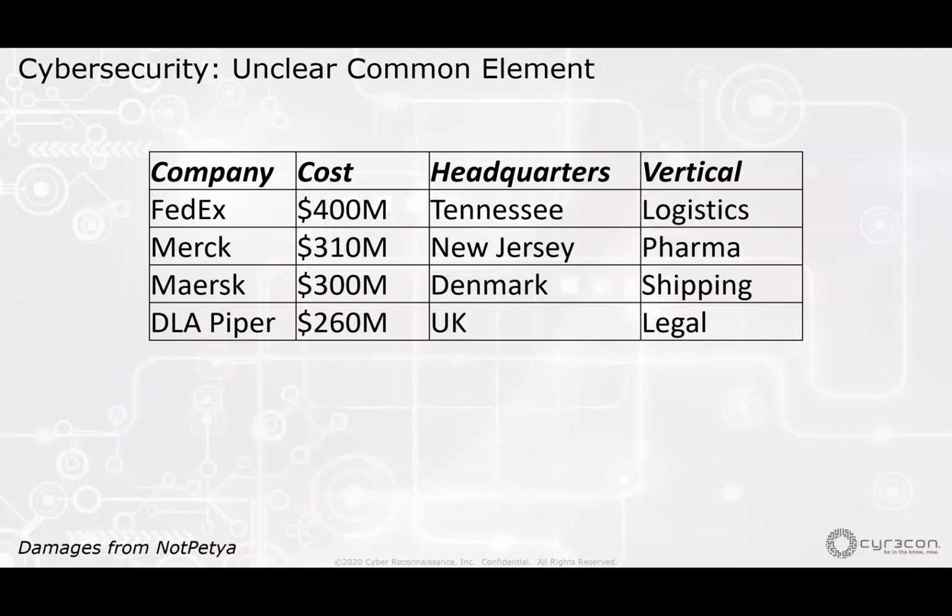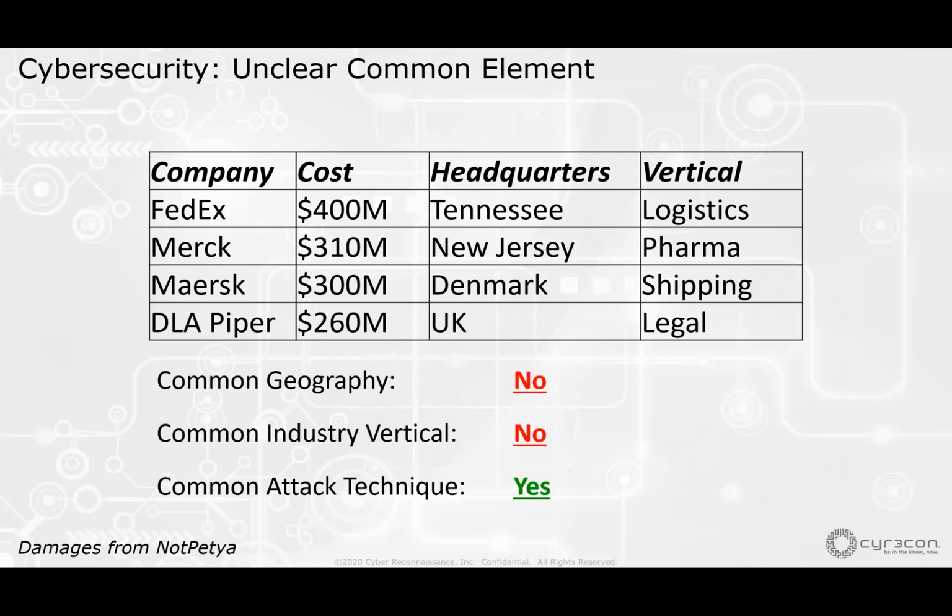Let's take, for example, the NotPetya cyber attack. Here we see 4 companies that are very different, both in terms of geography and industry vertical, yet all of them had hundreds of millions of dollars in damages due to the same cyber attack. Geography, industry vertical were both different among them. However, the attack technique was common. So this is maybe the clue to uncovering these systemic threats, preferably before something like this happens.